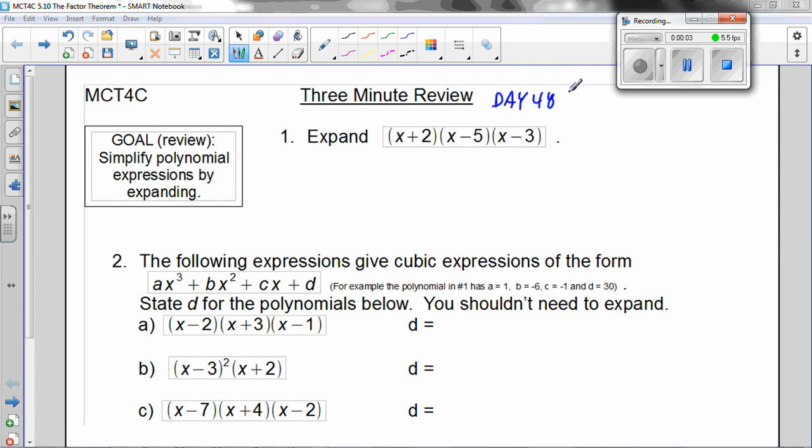All right, welcome to day 48, MCT4Cers. We're getting there in this huge, long Chapter 5 polynomial functions chapter. We've got today and the next day left. Actually, no, another day after that. Then a couple of days of review and a couple of days of tests. We've still got a little ways to go, but we're almost done the lessons in this.